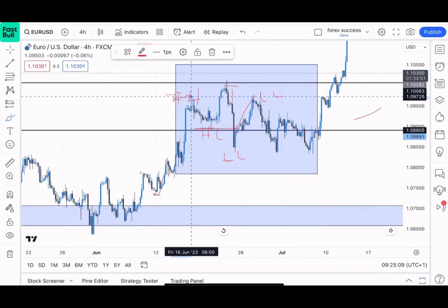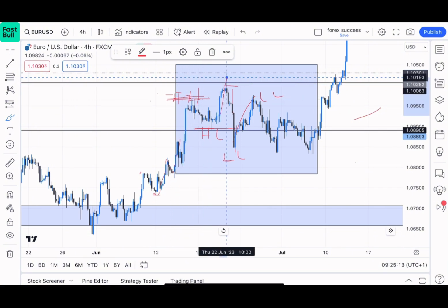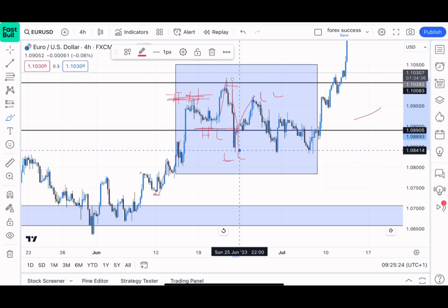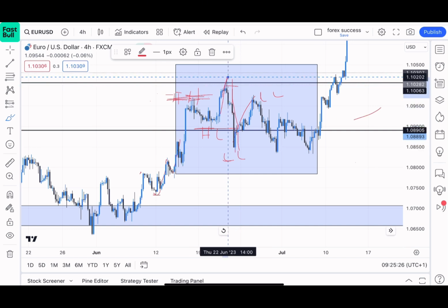The liquidity lying around these areas right here. So this candle pushed up and swept up liquidity. There are a lot of buy stops, people waiting for price to break this resistance level so they can buy. However, the market took them out by dropping down. So the market has swept liquidity from here.